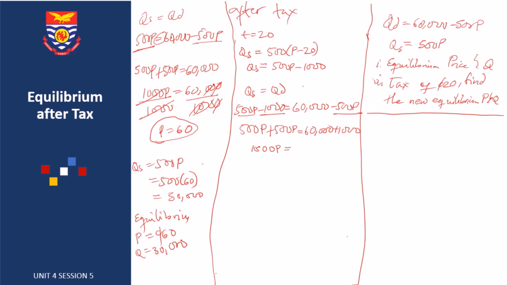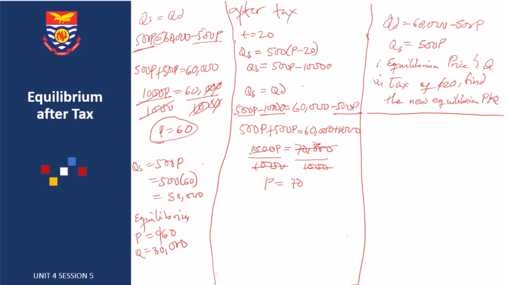Here is supposed to be 10,000. Sorry, 10,000. 500 times 20 is 10,000. So 60,000 plus 10,000 gives me 70,000. Now I will have to divide both sides by 1000 because I want to make P the subject. So here P now becomes 70, because 1000 cancels the 70,000 and gives us 70.